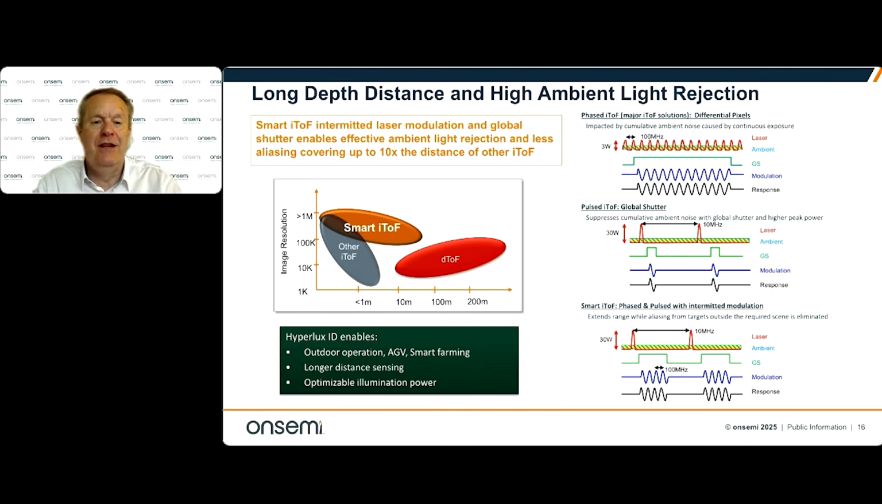This enables less aliasing and enables a very long distance. This is up to 10 times the distance of standard iToF because of the increased peak power and the ability to reduce the ambient light. So if you're looking at this here, other iToF reaches up to a few meters, while our Smart iToF implementation, which is Hyperlux ID with the Smart iToF or hybrid mode, we call this a hybrid mode being phased and pulsed together, you can get to very long distances. As I mentioned earlier, with iToF you can get out to very long distances, but it doesn't have that volume determination.